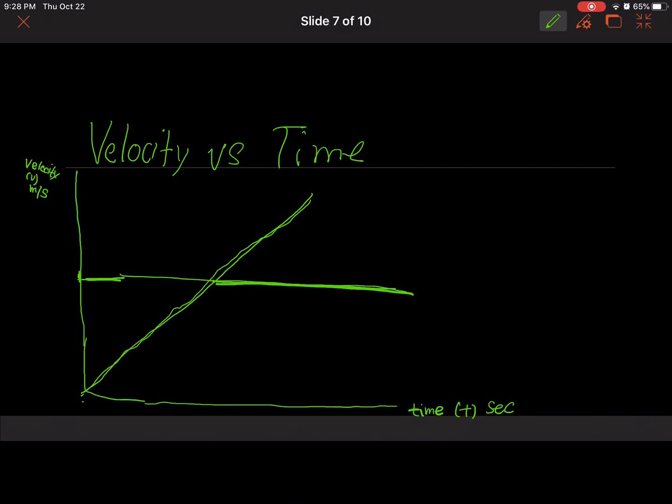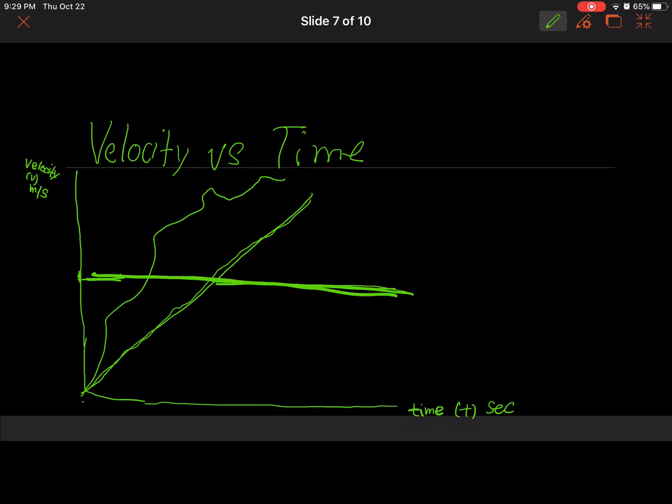But what if the velocity is changing in some weird way? Then the graph would look like that. It would be all curvy and weird. So this is constant velocity, this horizontal line. This is velocity changing linearly, and this is velocity changing crazily, non-linearly.